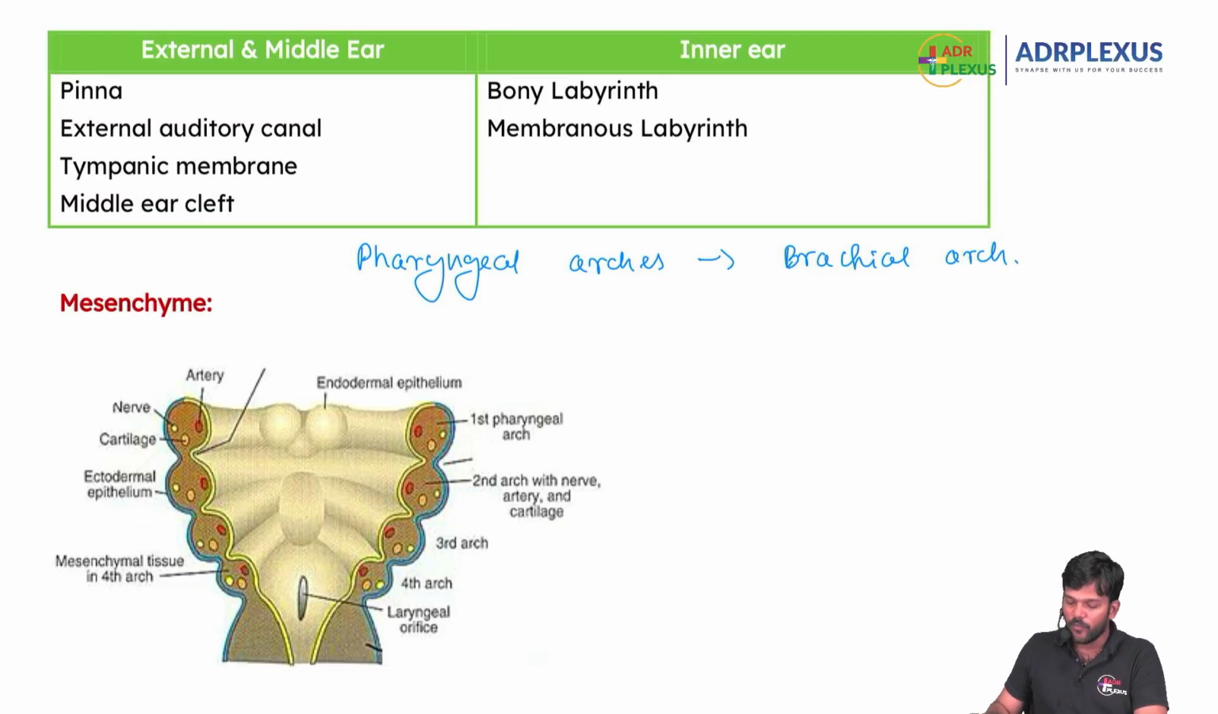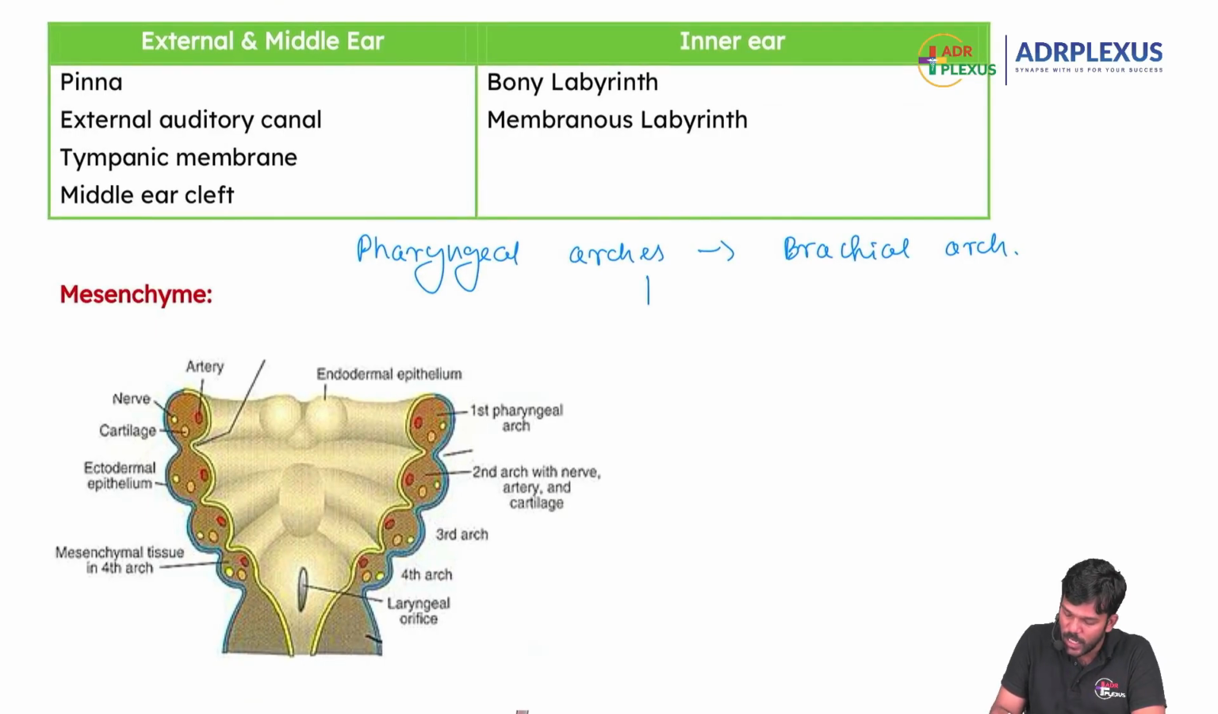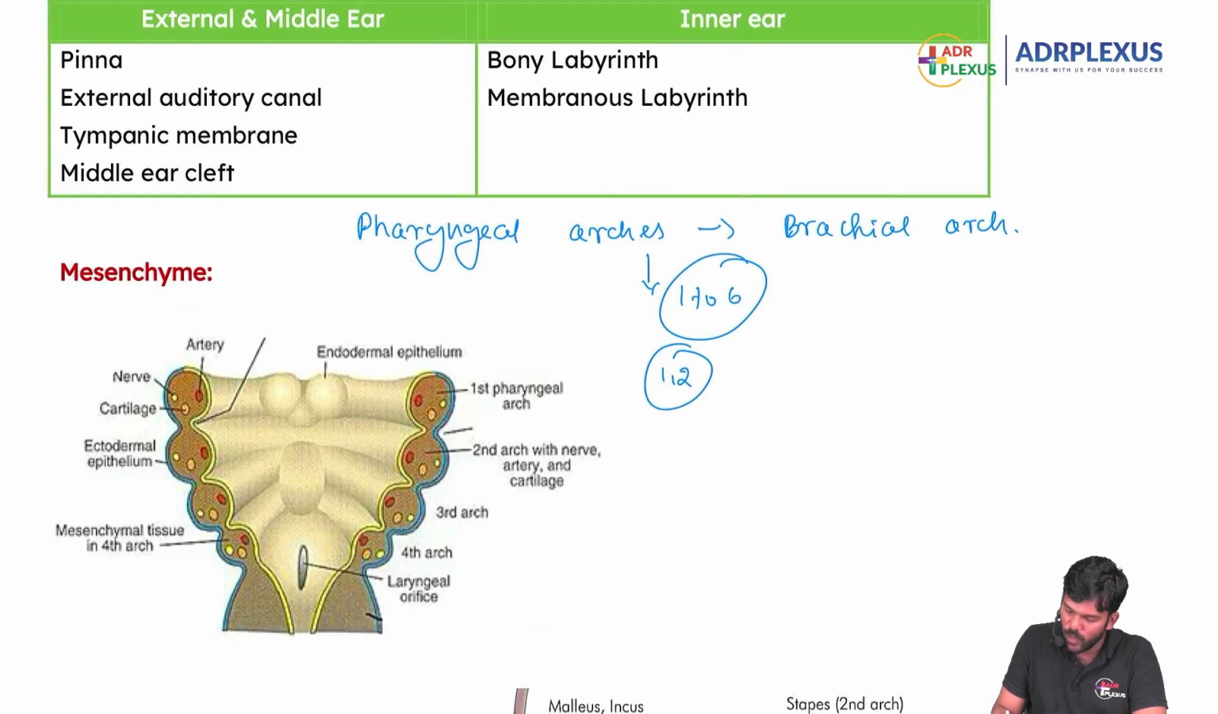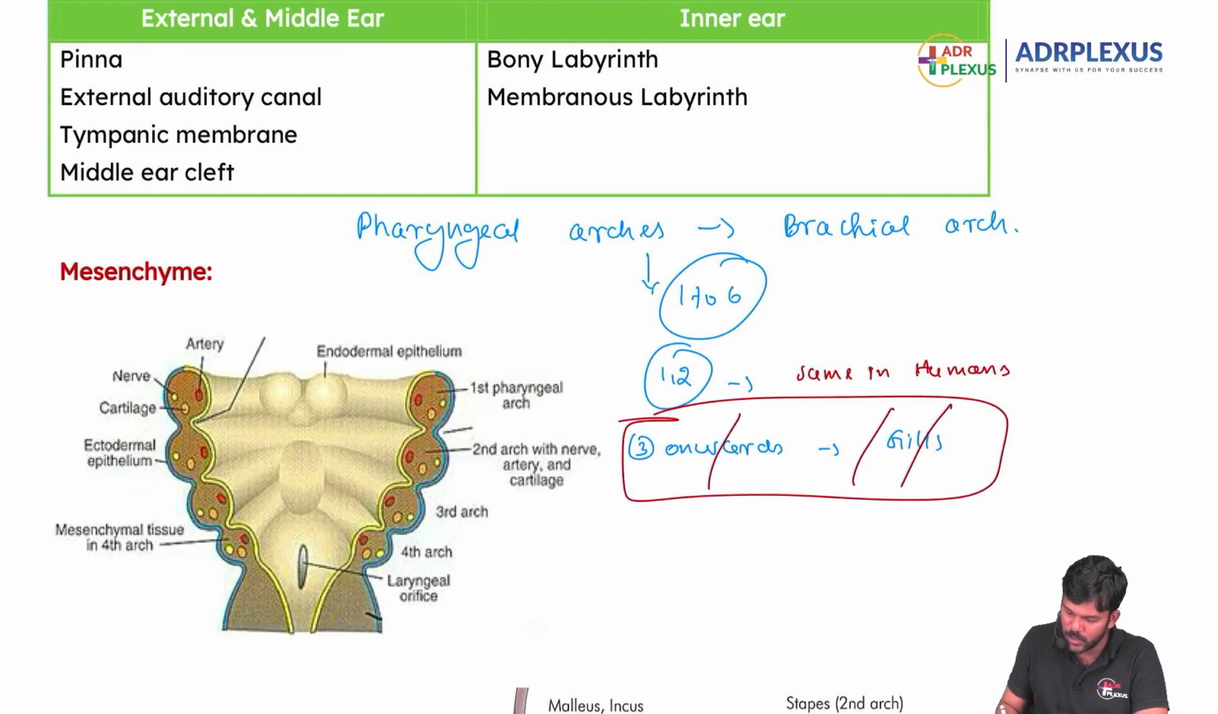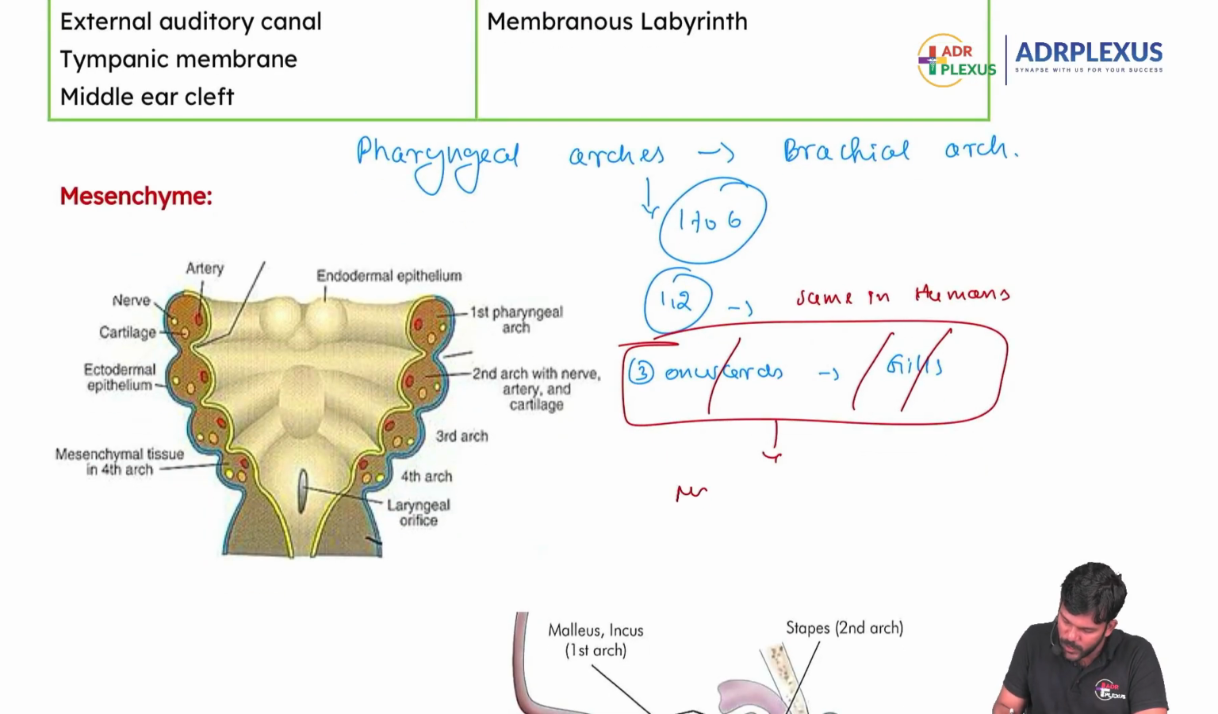Now the pharyngeal arches in fishes were numbered 1 to 6. The 1 and 2 in fishes will form different structures, whereas 3 onwards was forming gills. So the 1 and 2 is the same in humans, whereas from 3 to 6, the gills are not present in human beings, so modified structures are seen. I'll tell you how.